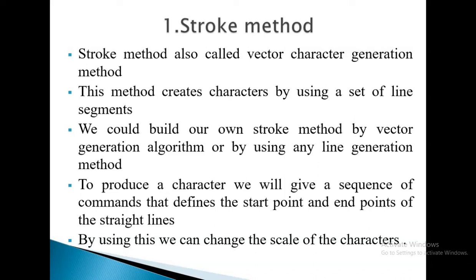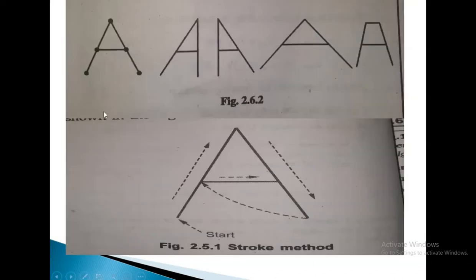In the Stroke method, there are some built-in functions, and by using these built-in functions we draw or generate a character on our computer. Suppose we draw the character A, there is a built-in line function. By using the line function, we draw the character A.